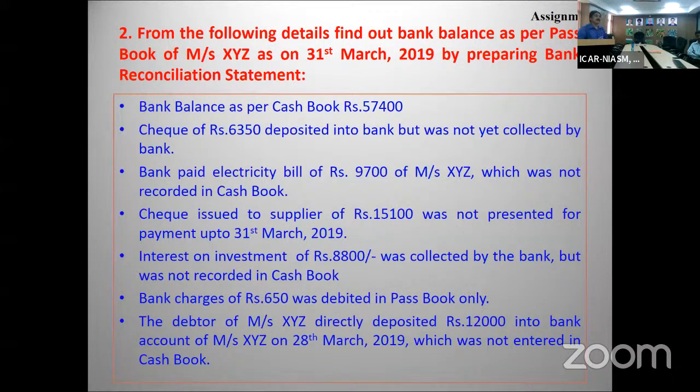And the debtor, Mrs. XYZ, directly deposited 12,000 into the bank account on 28 March, which was not entered in the cash book. One of the suppliers or debtors has directly deposited into our bank account. This is the situation when he has directly deposited certain money, our passbook balance has become more like this. Again, what do we have to do with the cash book to make it equal? We have to add it like this. So add amount directly deposited by the debtor but not entered in the cash book, 12,000.